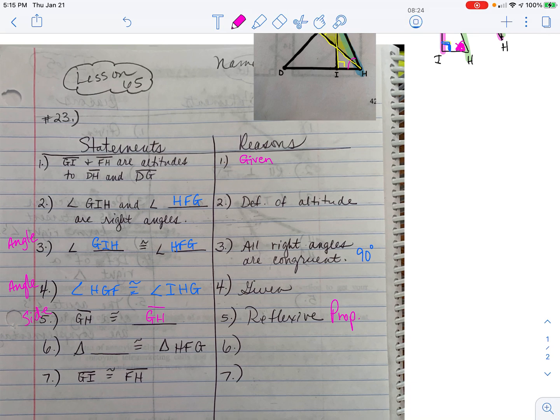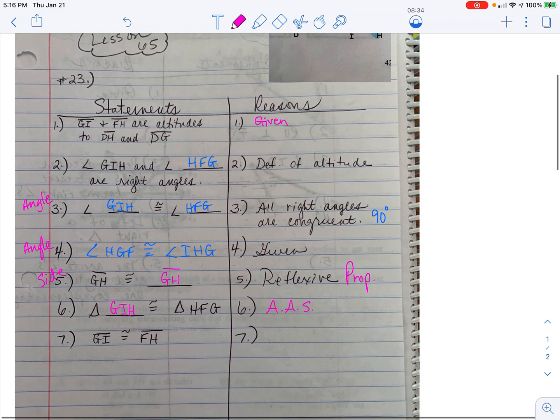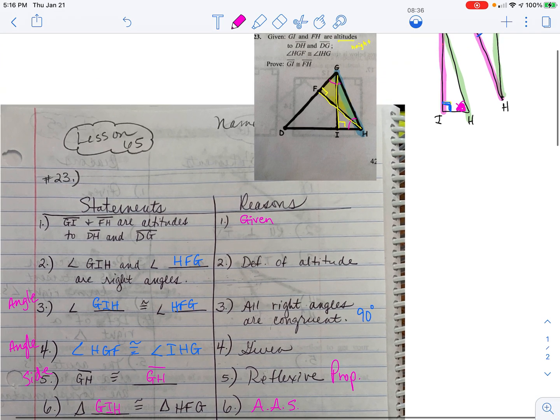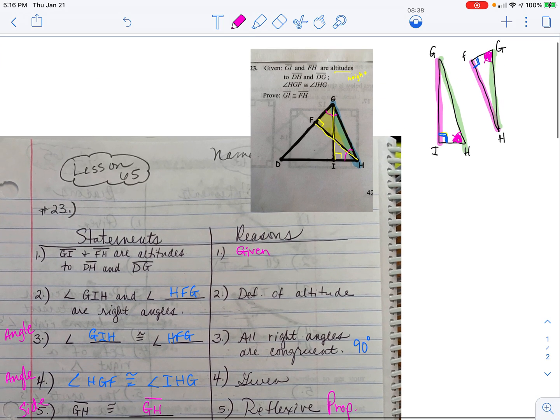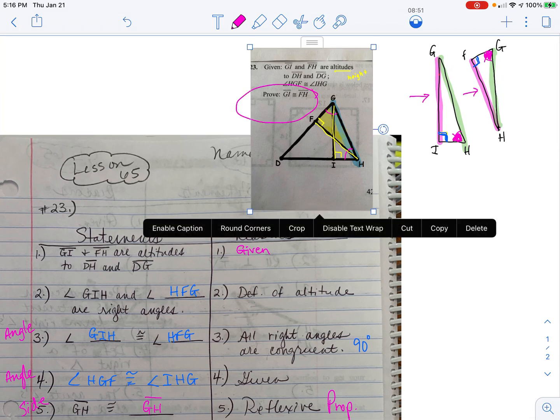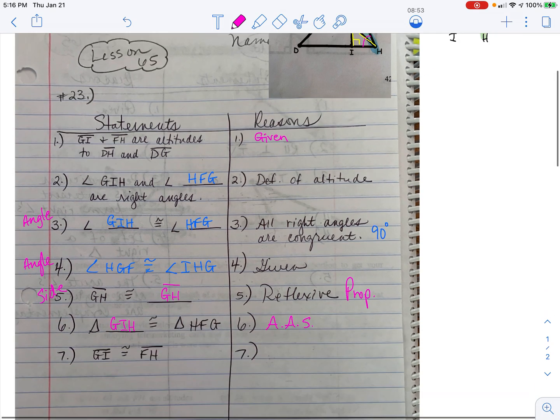We have angle, angle, side. So triangle GIH is congruent to triangle HFG by the angle, angle, side shortcut. And therefore, we can now say that the other side in the triangles, GI, which is this one here, and FH, which is this one here, the 2 pink ones, are in fact congruent. That's what we were trying to prove.